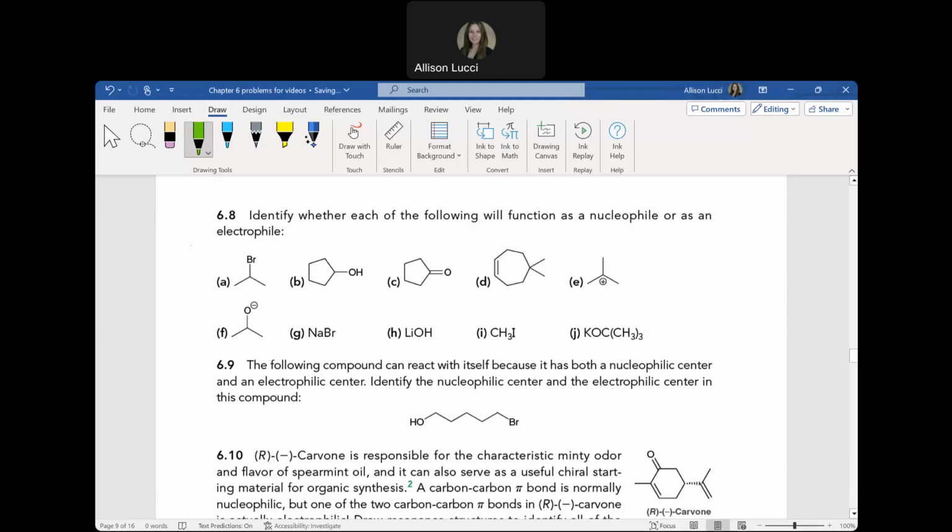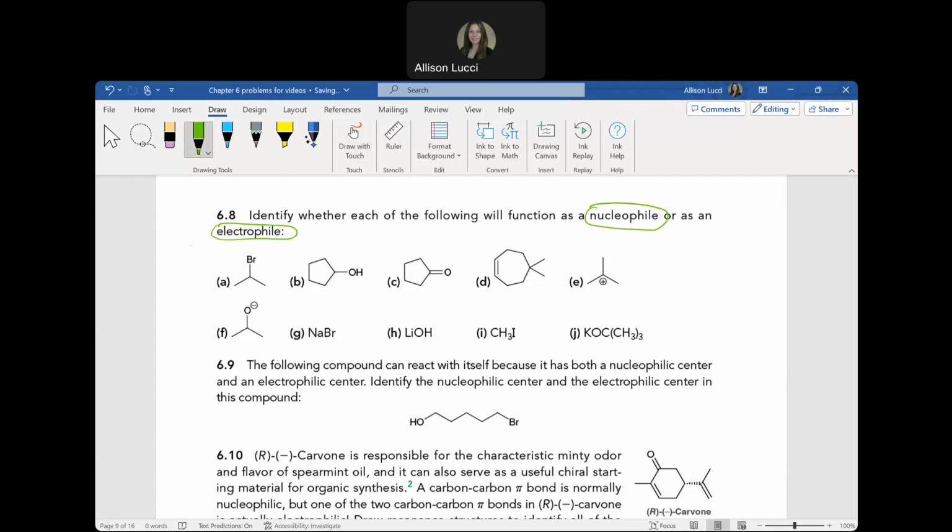Okay, so we're going to take a look here at problem 6.8, and we're asked to identify whether something is functioning as either what we'll call a nucleophile or an electrophile.